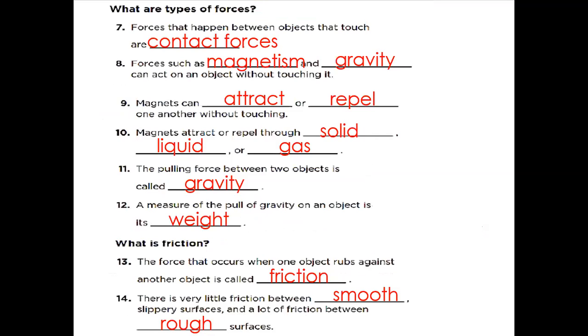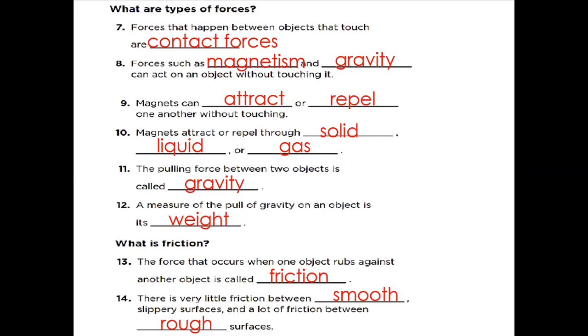Number 9, magnets can attract or repel one another without touching. Number 10, magnets attract or repel through solid, liquid, or gas. Number 11, the pulling force between two objects is called gravity. Number 12, a measure of the pull of gravity on an object is its weight.